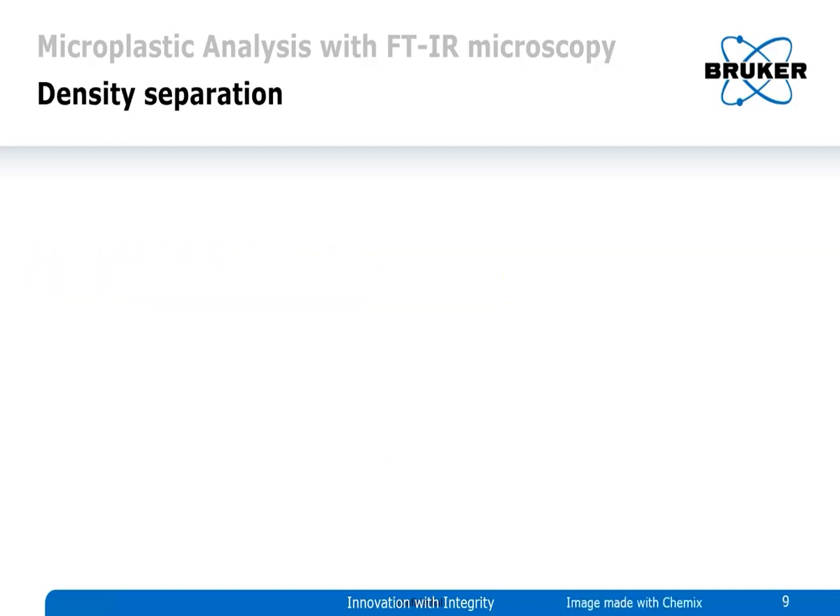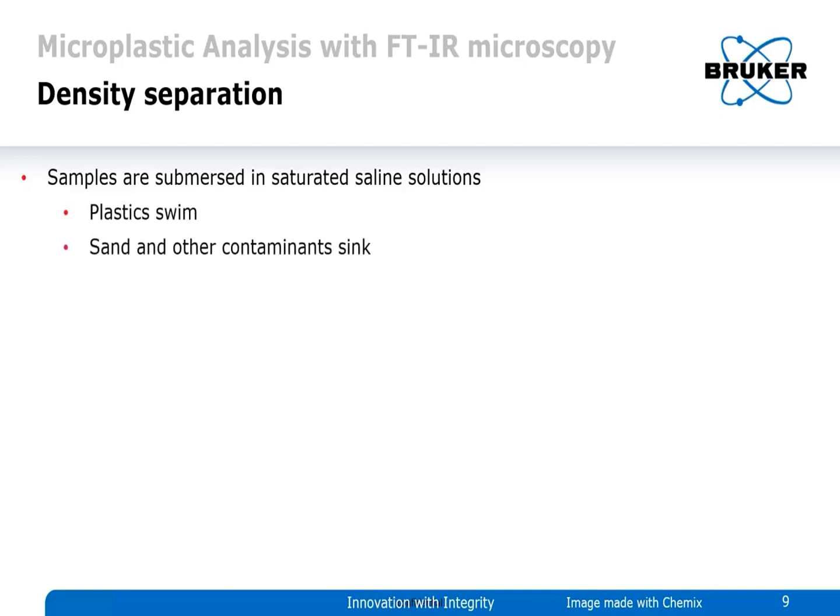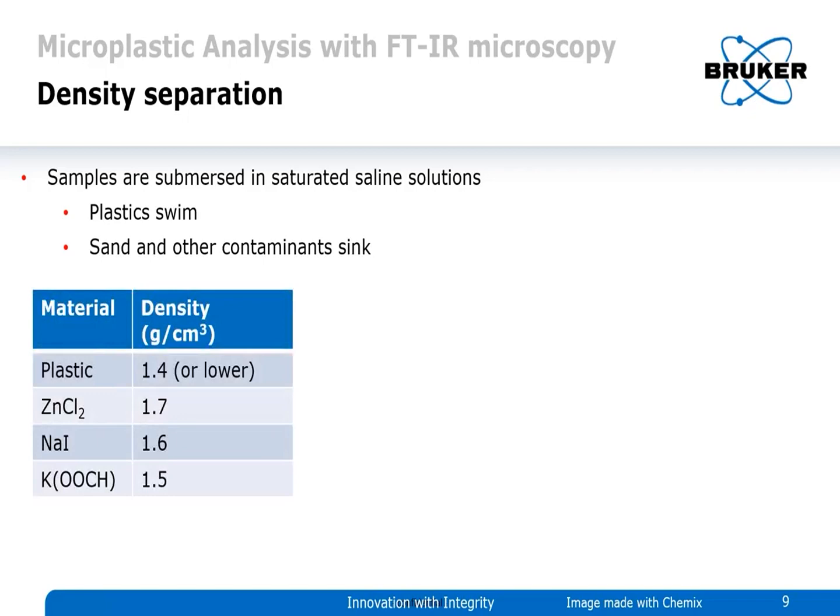Okay, a bit more on density separation. So how do you do this? By submersing your samples in a saturated saline solution, and in this case the plastic swims, sand and other contaminants sink to the bottom. Plastic usually has a density of 1.4 or lower, and this is why you use saturated solutions of zinc chloride, sodium iodide, or potassium formate.